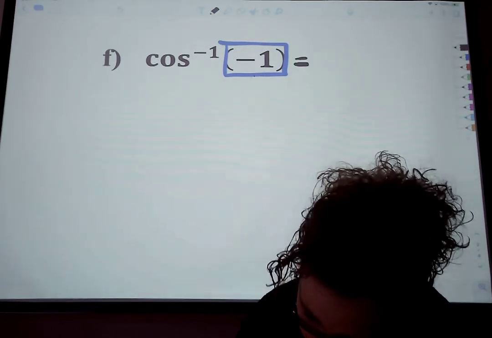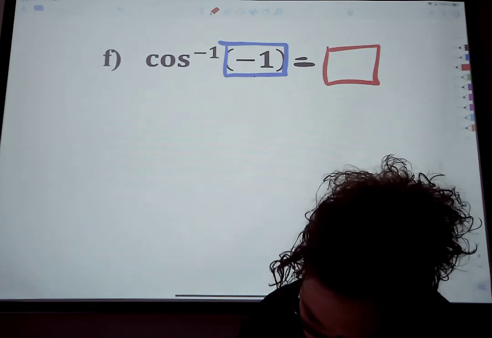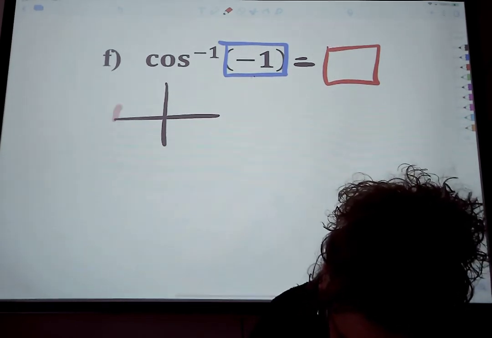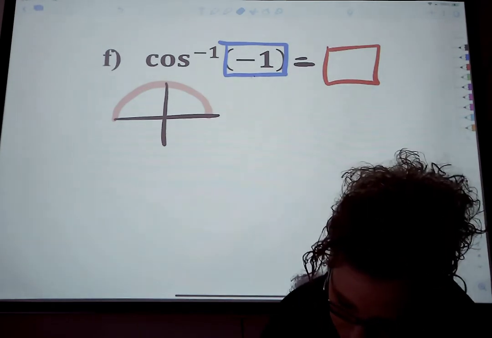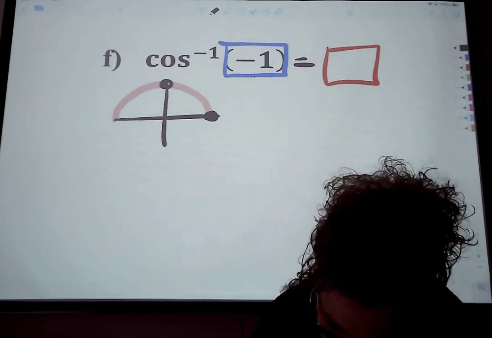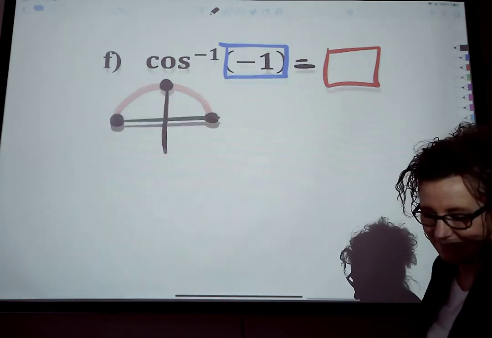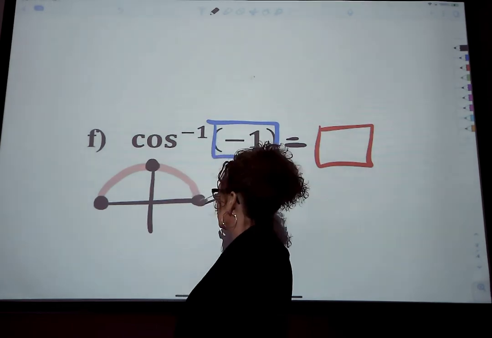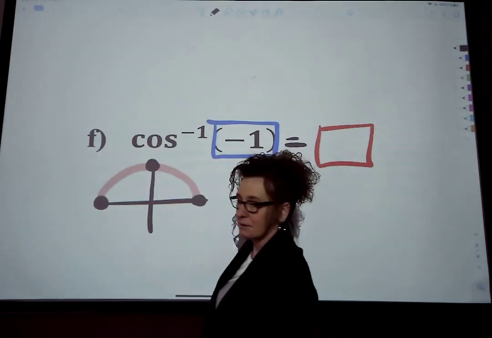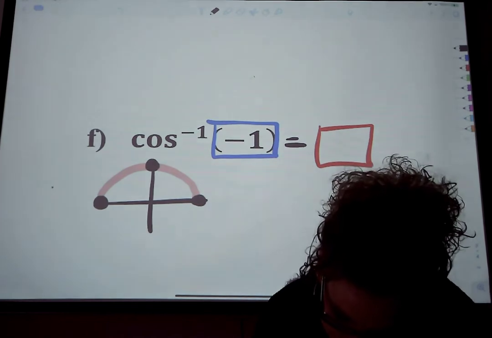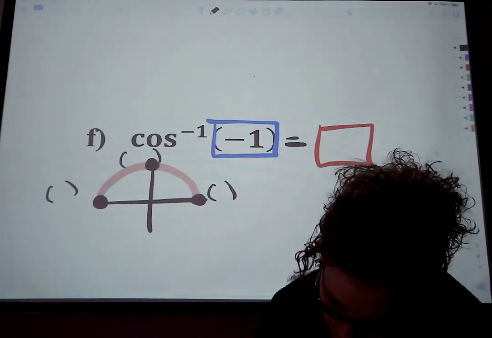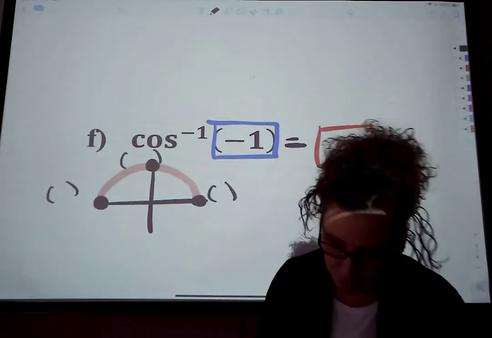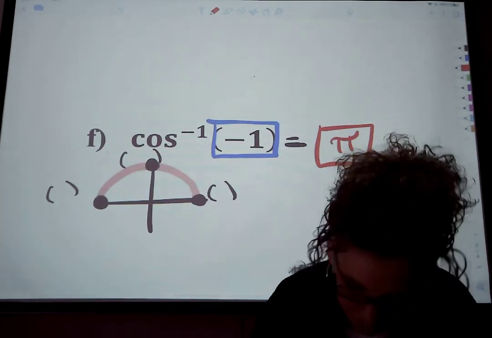Cosine. Looking for an angle. Set up your limitations. Oh, nope, not for cosine. Wrong limitations. All right, now this time for cosine to be negative 1, it's going to be on one of these. It's going to be either 0, pi over 2, or pi. Remember, cosine is your x. So think about what your ordered pairs are. And I believe it's over here. So my answer is pi.